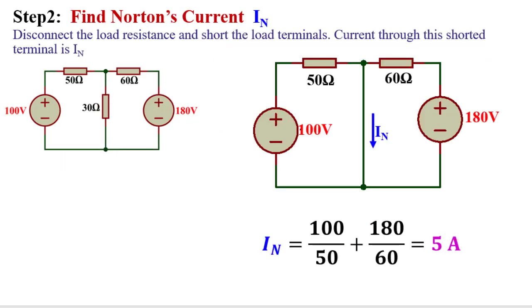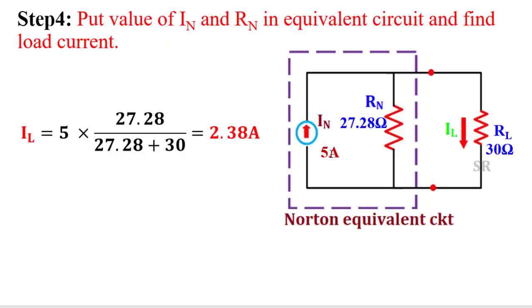Putting these two values in the Norton equivalent circuit, the Norton current is 5 ampere and the Norton resistance is 27.28 ohm. I need to find the load current. Similarly, load current will be equal to the opposite arm resistance divided by the summation of the two paths' resistance, 30 plus 27.28, multiplied by this main current 5 ampere. So ultimately we got 2.38 ampere. So this is the answer, the load current.